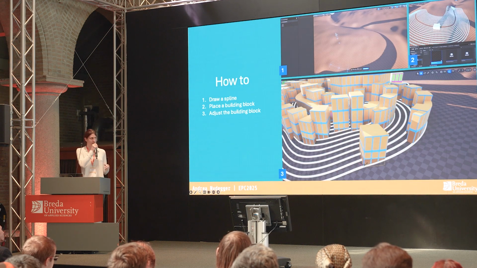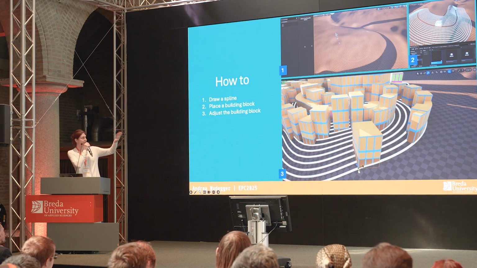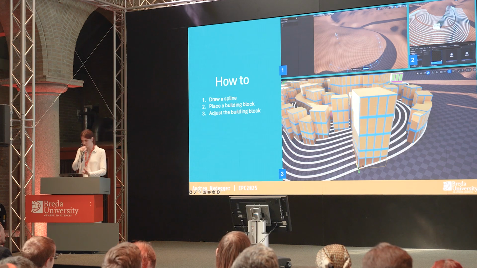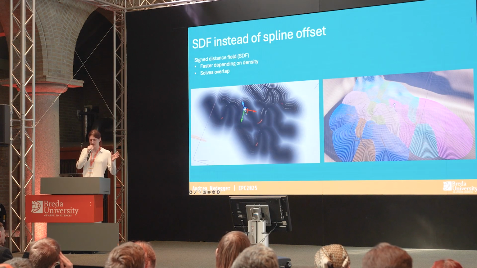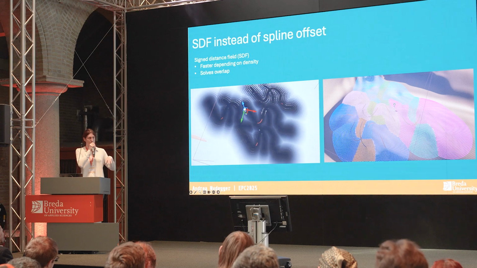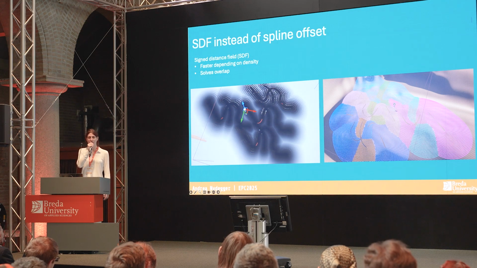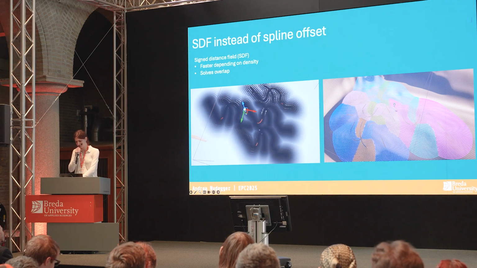This might be repeating it, but just how the tool works: you draw a spline, you place the building block, and then you can move and scale it around however you want. So it's very simple. Just on a brief note, I was considering using signed distance fields to calculate the offsets, which had some benefits of also solving the intersections and overlaps, but I ended up going with some simpler things to make the offsets. So just another way of doing it.